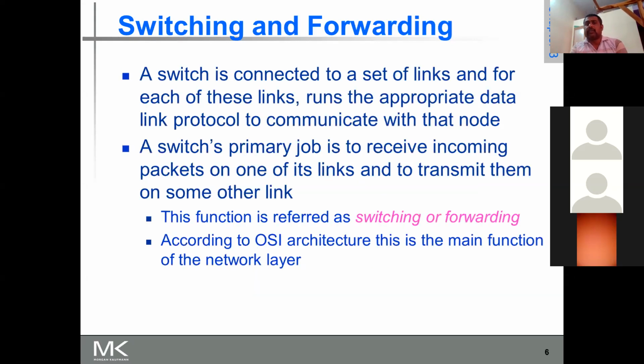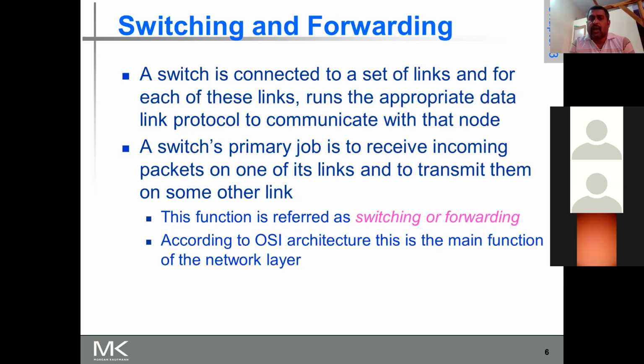Now, coming to the next thing, a switch is connected to a set of links, and for each of these links it runs the appropriate data link protocol to communicate with that particular node. So very clear, a switch is connected to a set of links. Based on how many systems there are, a switch will be established. It will start from 8 port, 16 port, 32 port, 64 ports like that. So you can take that type of switch based on your network design, and communication will start with a data link protocol.